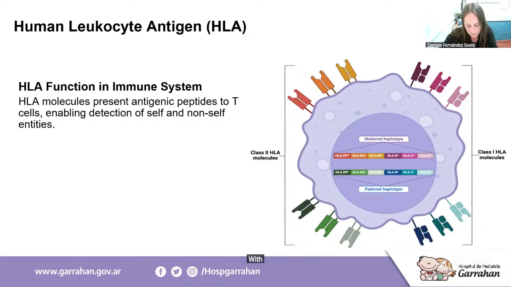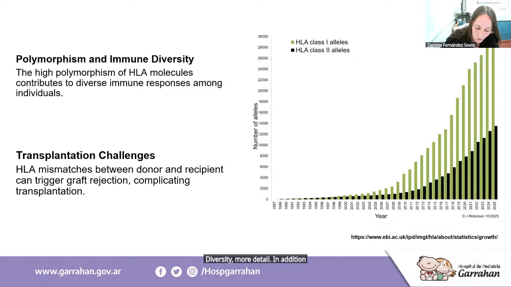With this background, let's now explore the implication of HLA diversity in more detail. In addition to the codominant expression, HLA molecules exhibit an enormous degree of genetic polymorphism. This diversity gives us an evolutionary advantage as a species, helping our immune system recognize a wide variety of pathogens. However, there is a flip side, because HLA molecules are highly polymorphic.